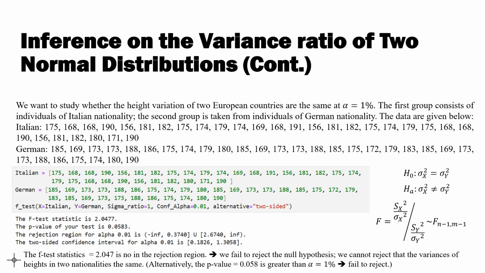To conduct this test, we need to load the f-test function and pass the sample of heights, the hypothesized ratio of variances, alpha, and alternative arguments. The function reports the corresponding f0, p-value, rejection region, as well as a two-sided confidence interval around the ratio of population variances. In this example, as the p-value is greater than alpha, we fail to reject the null hypothesis.